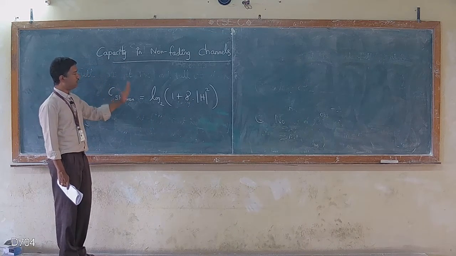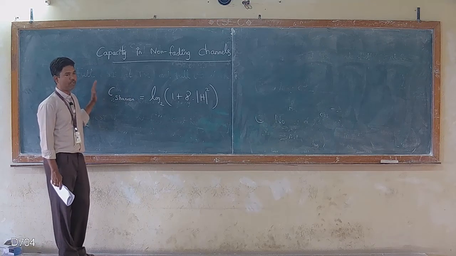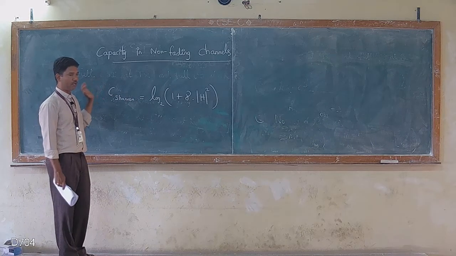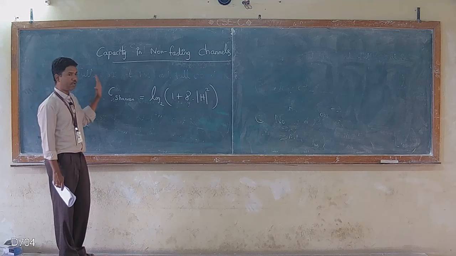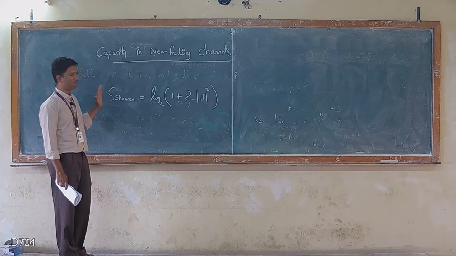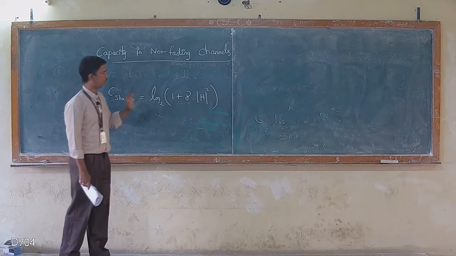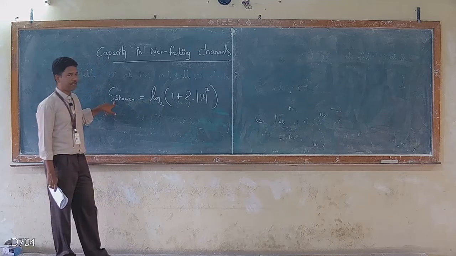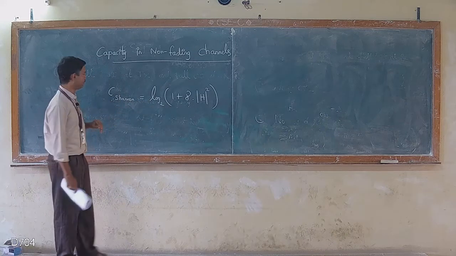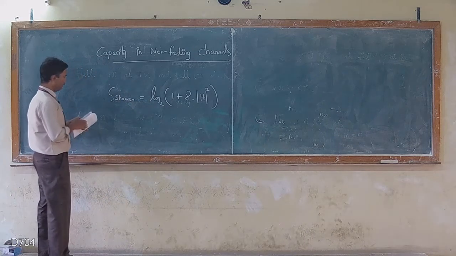So this is the single input, single output case with additive noise. This is the capacity equation for a single transmit antenna and a single receive antenna. A system is having single transmit antenna and single receive antenna. So increasing the signal to noise ratio will increase the capacity but not significantly. The next is MIMO case.